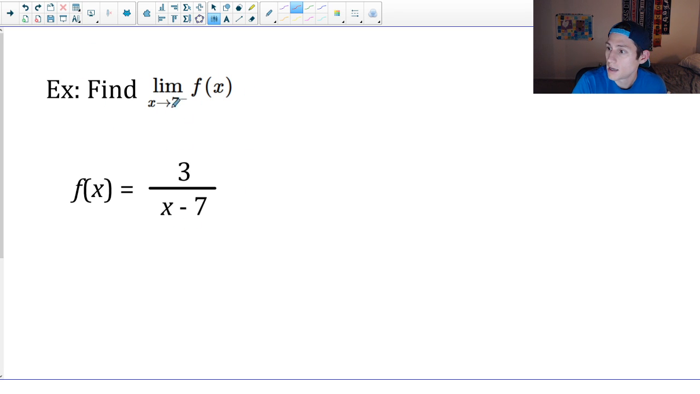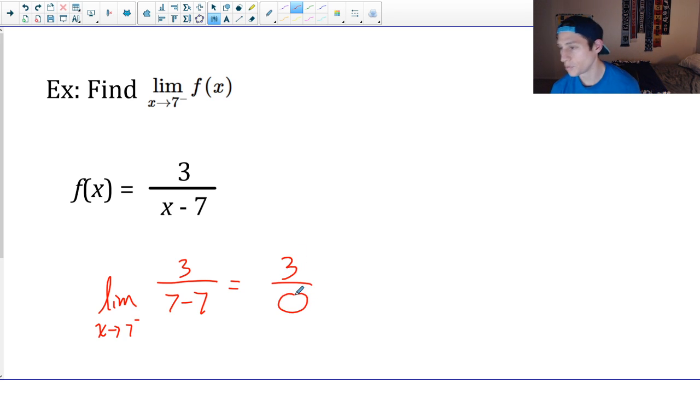Find the limit as x approaches 7 from the left. Okay, now remember, whether it's approaching from the left or from the right, or if it were just as x approaches 7 in general, we're still just going to try the same thing, which is let's plug in 7. So 3 over 7 minus 7, but that leaves me with 3 over 0.